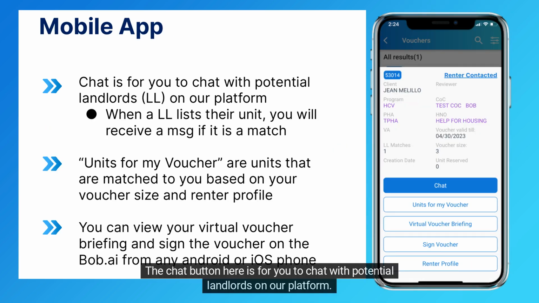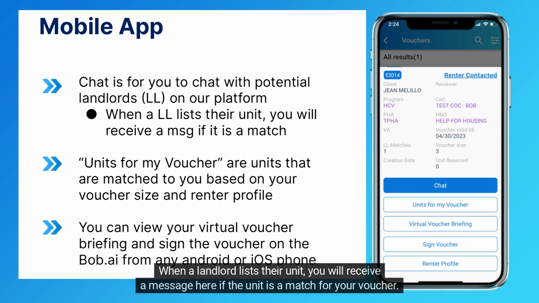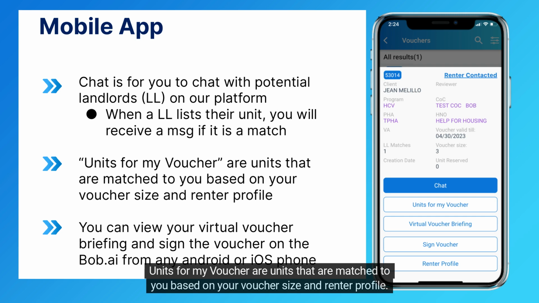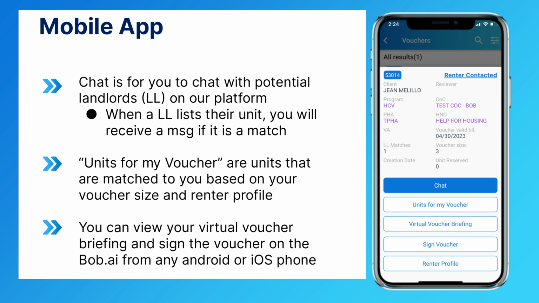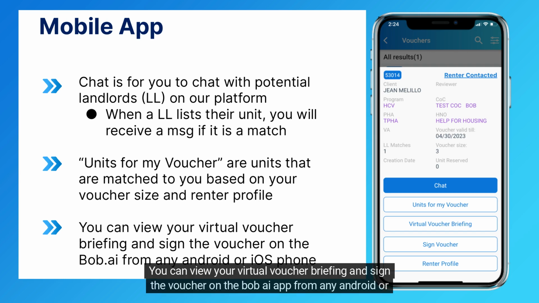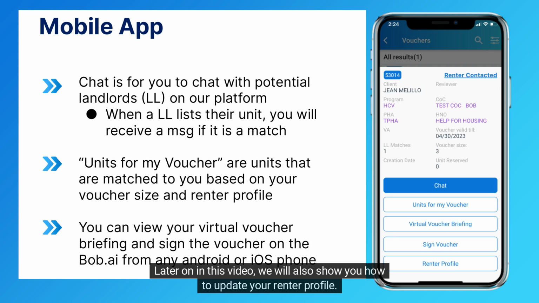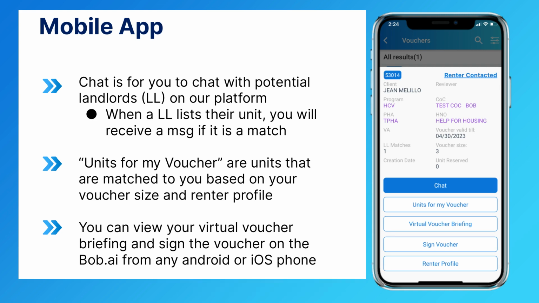The chat button here is for you to chat with potential landlords on our platform. When a landlord lists their unit, you will receive a message here if the unit is a match for your voucher. Units for My Voucher are units that are matched to you based on your voucher size and renter profile. These are units that have already been listed on the platform and are potentially available for you to lease up in. You can view your virtual voucher briefing and sign the voucher on the Bob.ai app from any Android or iOS phone. Later on in this video, we will also show you how to update your renter profile.